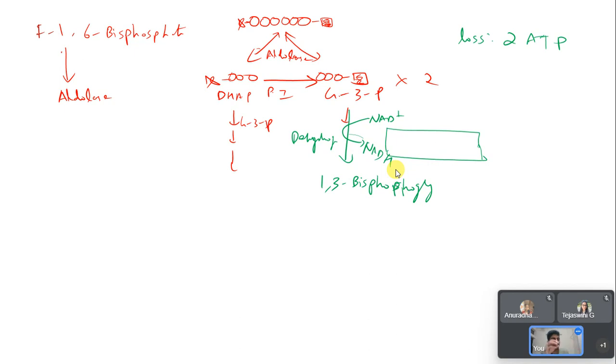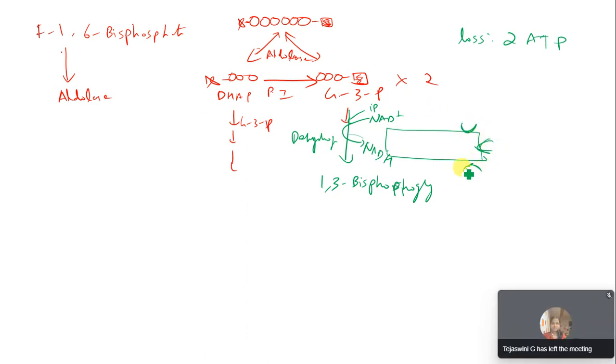Not the entire energy is converted; some of the energy is used to do this phosphorylation. This inorganic phosphate is also present. So some of this energy is used to add this phosphate to this glyceraldehyde. So there are basically three pockets here. This enzyme has three pockets. One is for inorganic phosphate, one is for NAD plus, and this is the substrate, glyceraldehyde 3 phosphate.